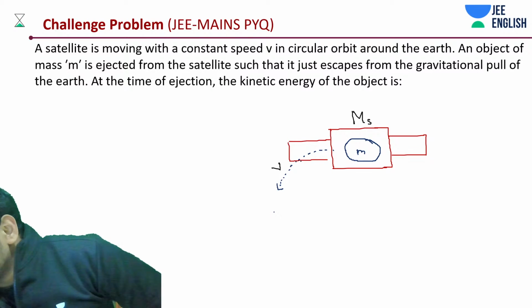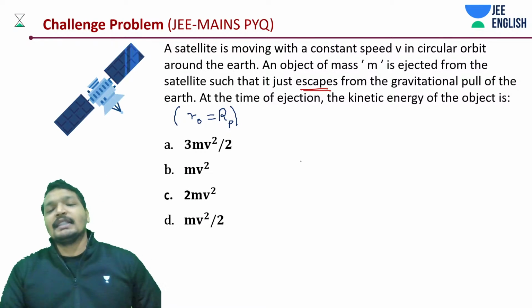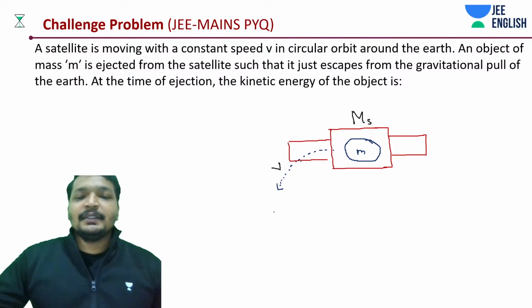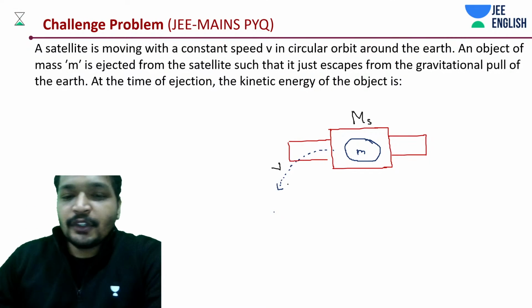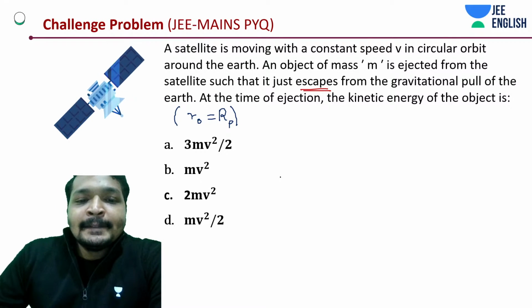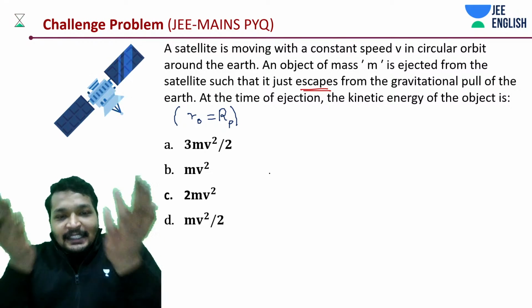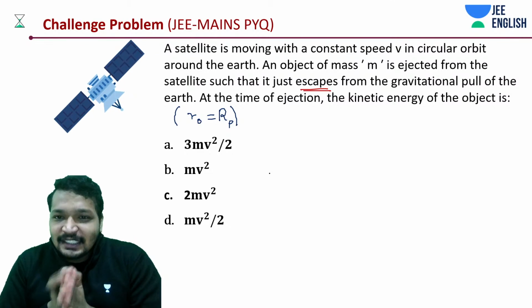Sir, is answer mv square. Correct. Amazing. Yes, it's mv square. Yeah. That's it. V square. Yeah, it's mv square. Good. Really good. Okay. So it's basically going to be mv square. That is absolutely correct.